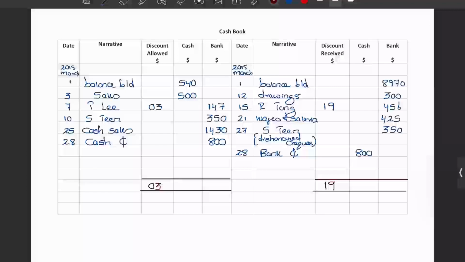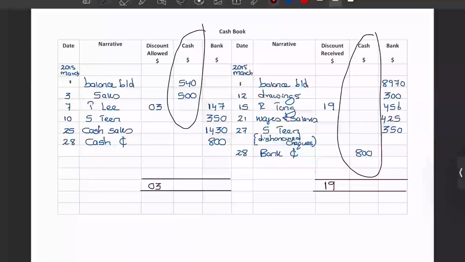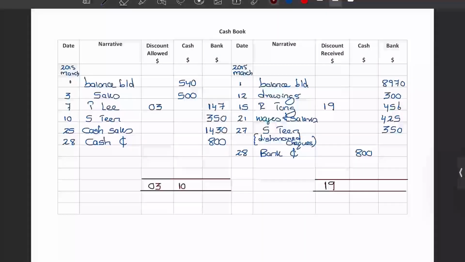Now I'm going to balance cash. Look at the debit side, look at the credit side. Only cash. Which side is higher? Debit, right? If you look at the debit side and credit side, definitely the debit side is higher. How much is the total? 500 plus 540, 1040. You know what you have to do? Enter 1040 on both sides. It's like balancing a T account.